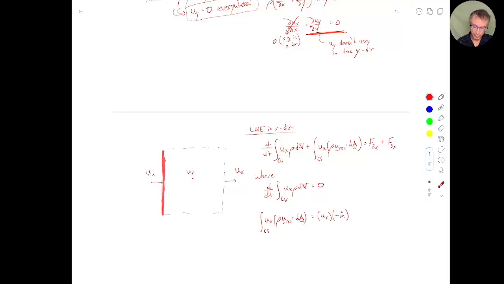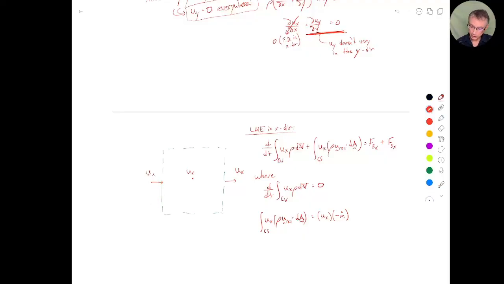The mass flow rate here would be the density times the ux times the area, which would be dy times dz. And there'd be a negative in front of it because the flow is coming into the control volume. The velocity and the outward pointing normal vector are in opposite directions. So that's why I get the minus m dot.